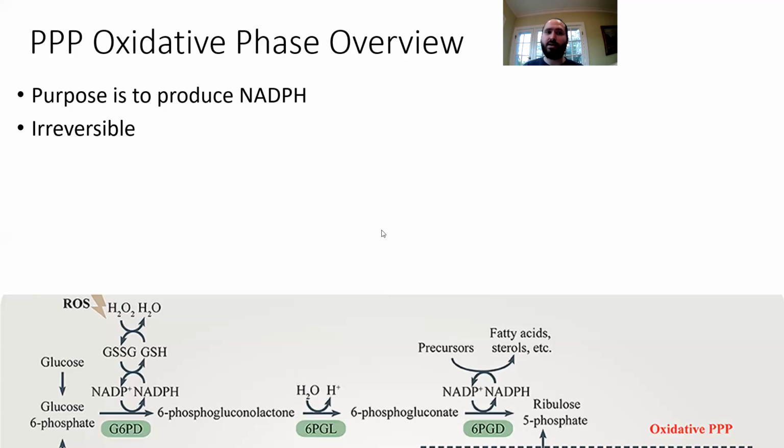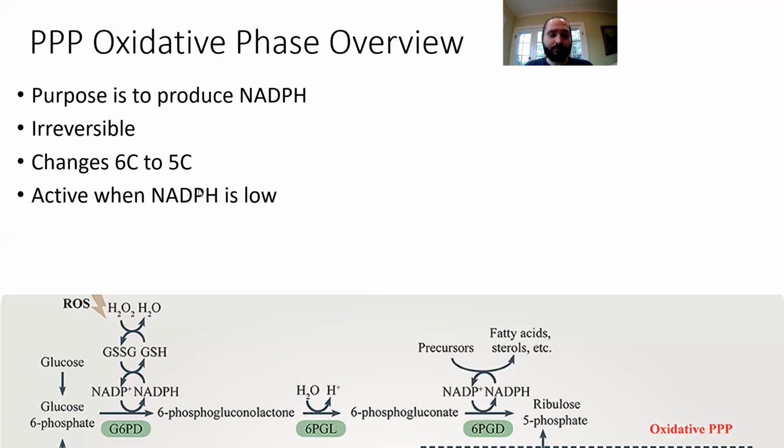The oxidative phase is irreversible. And during the oxidative phase, we changed our substrate from 6 carbons to 5 carbons. This phase is active when NADPH is low. Any questions before we move on to the non-oxidative phase? Or actually, I think we're going to talk about glutathione first.